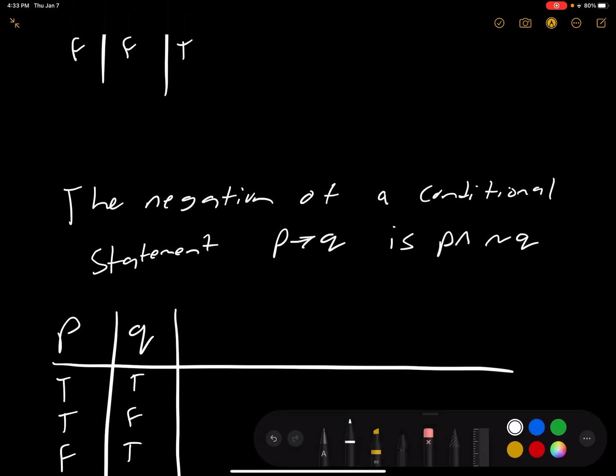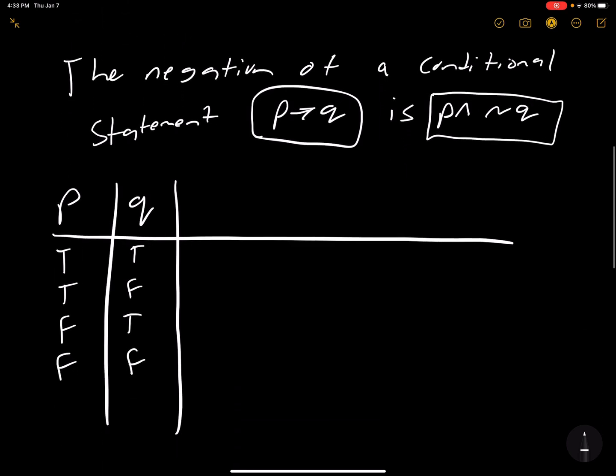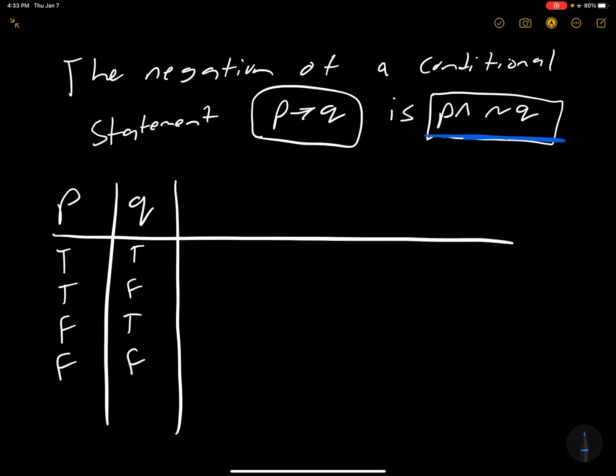The negation of a conditional statement, or P implies Q, is actually going to be P and not Q. And let's build the truth table for P and not Q to see why this is true. So if I'm building the truth table for P and not Q, I have P, I have Q. They're always given, but the first thing I need is not Q.